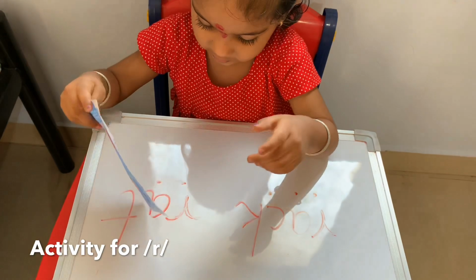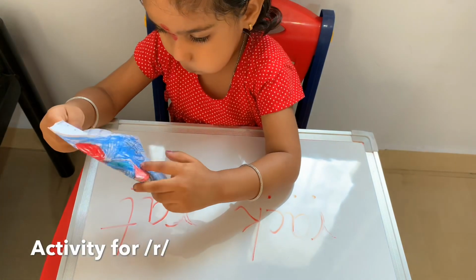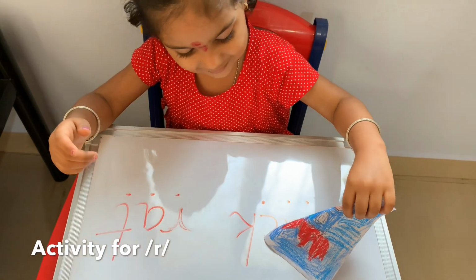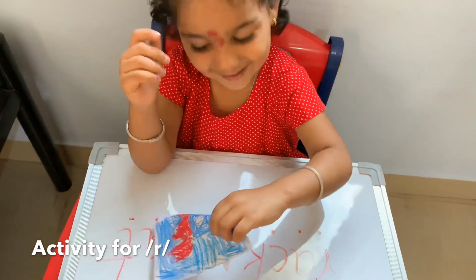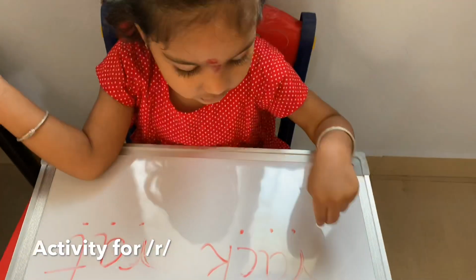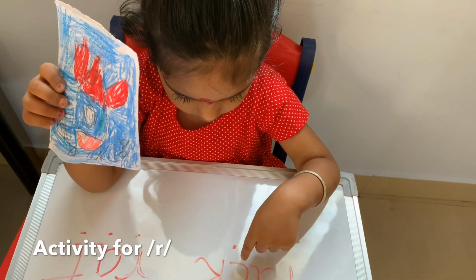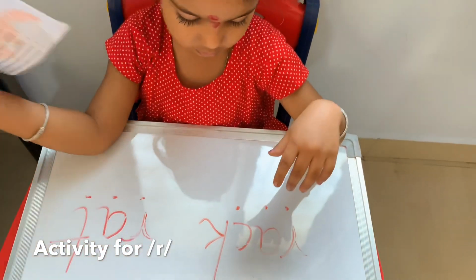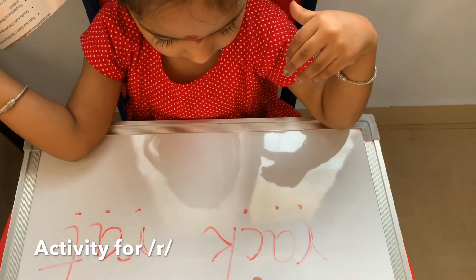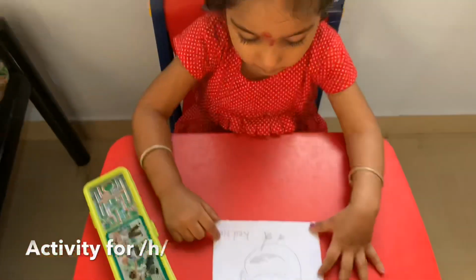Where's rat? Okay. Land your rocket on it. Oh, your rocket is ready to take off. And oh, rat. And can you read this word? Which word is it? Can you read it? What is the word? Rack. Very good.